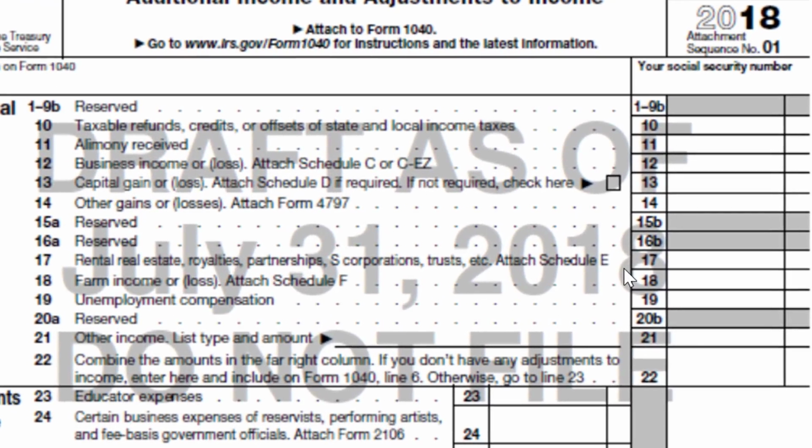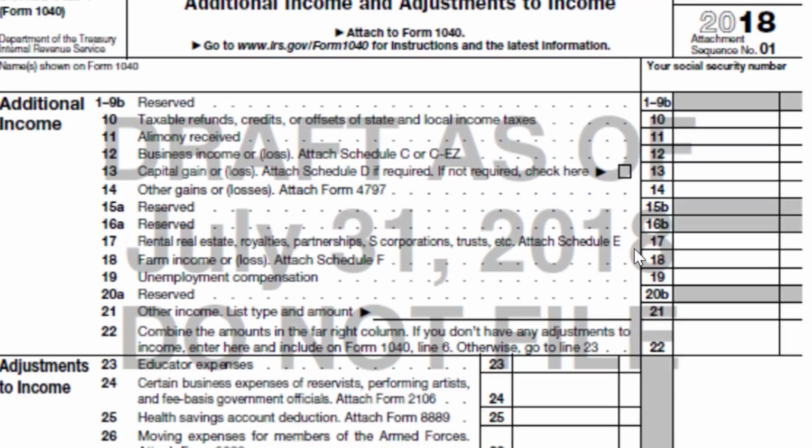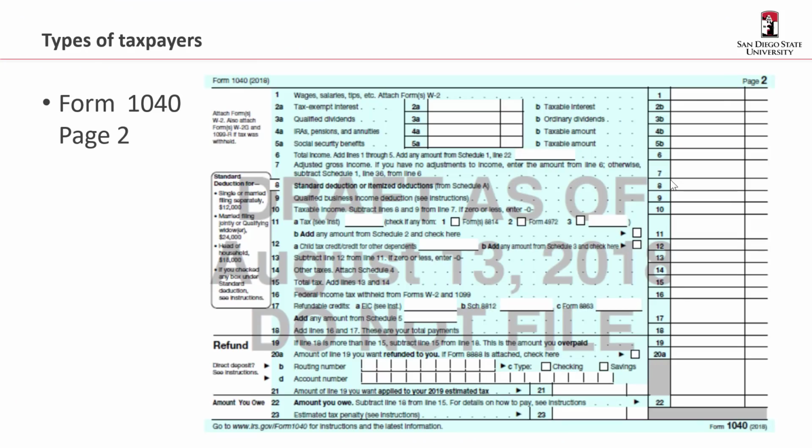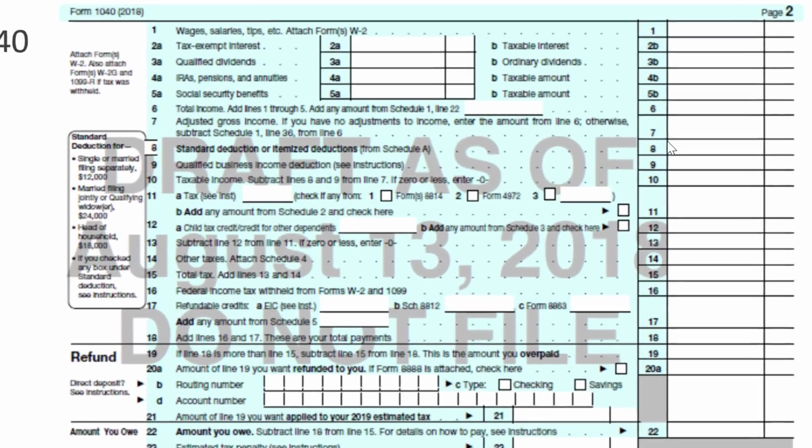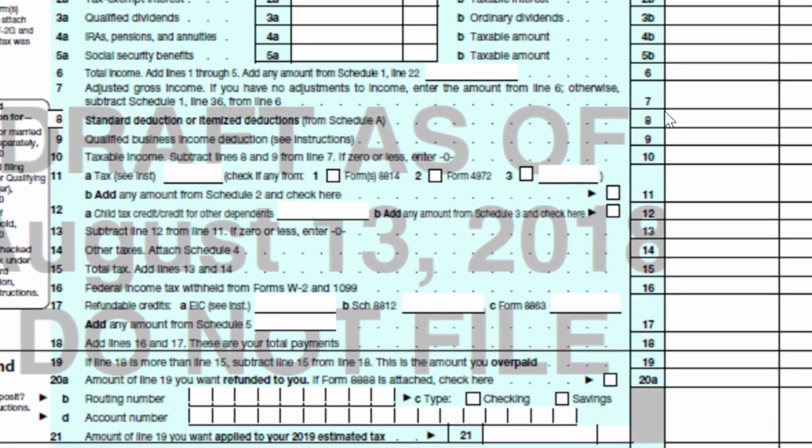There's Schedule 1, line 22. You can see it's a number of other forms of income that you combine together on line 22 and then bring forward to the 1040. So think of the 1040 as being a summary report that gathers information from all of these subsidiary schedules. Adjusted gross income is on line 7.